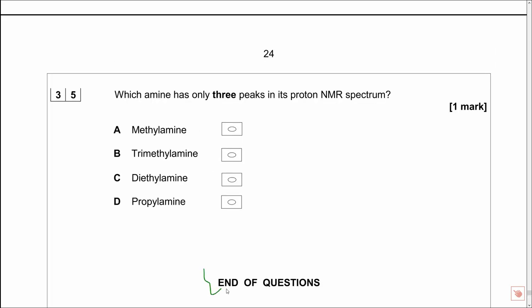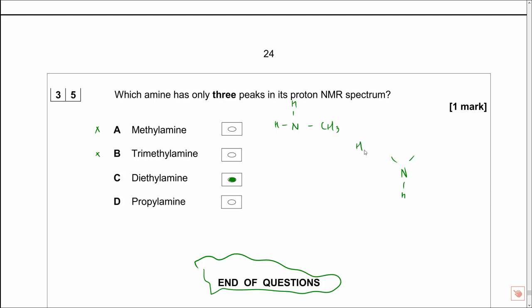Finally, and almost end of questions. Which amine has only 3 peaks in its proton NMR spectrum? Right, methylamine. So let's draw them. 1, 2, 3. Okay, that would have 2, so it can't be that one. Took me a while then. Trimethylamine would only have 1, so it can't be that one. Diethylamine would have 1, 2, 3. That one. It's got to be this one.